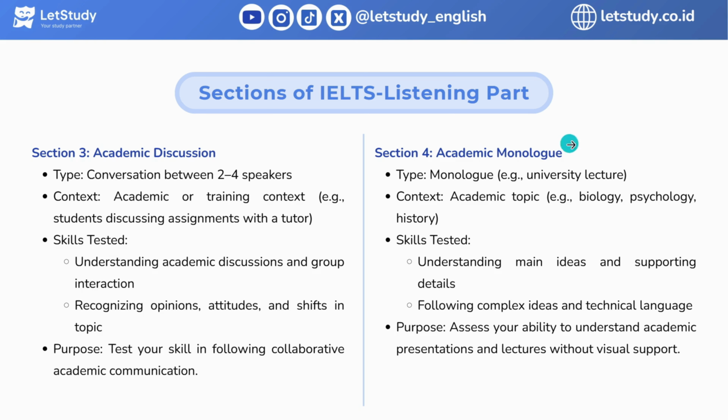And section 4 is an academic monologue. The type is usually a monologue, for example, a university lecture. The context is an academic topic, for example, biology classes, psychology classes, or history. The skill tested is your understanding of main ideas and supporting details, and following complex ideas and technical language. The purpose is to assess your ability to understand academic presentations and lectures without visual support.